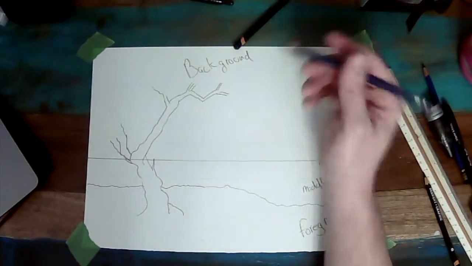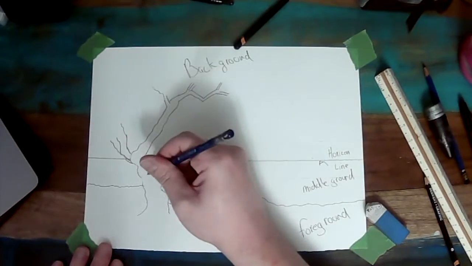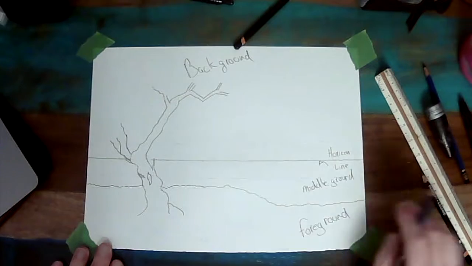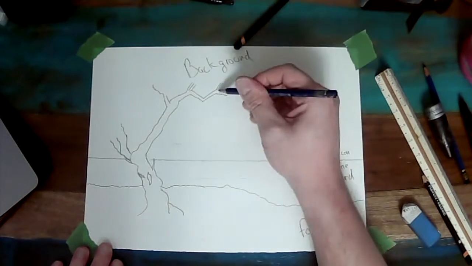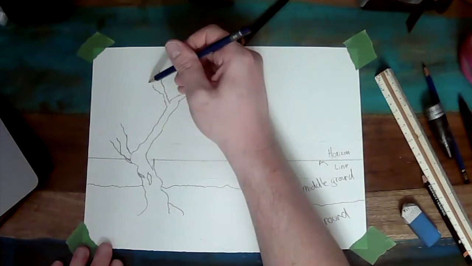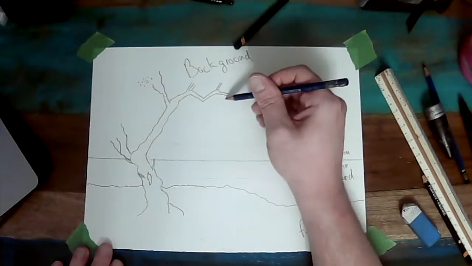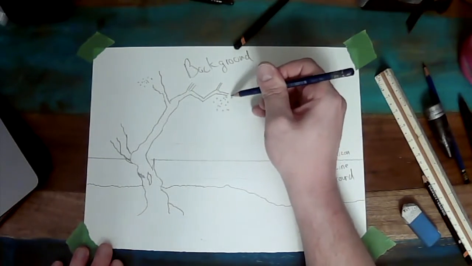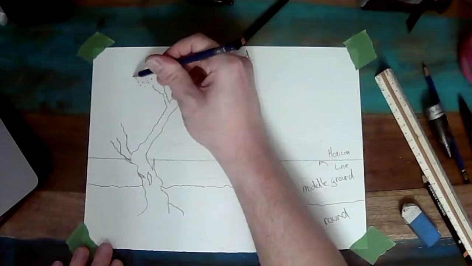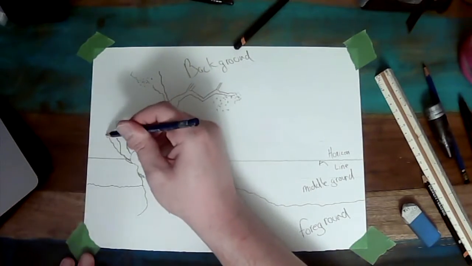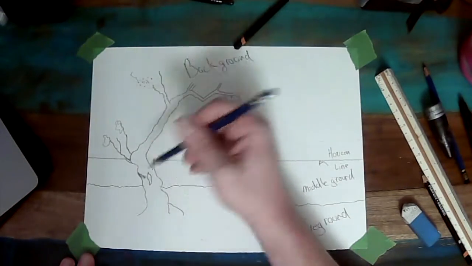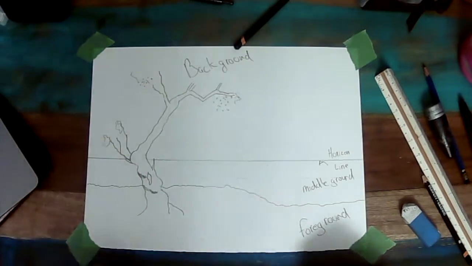I'm just going in, adding some branches, adding some details, put a little value shade in there, and then I'm adding some leaves in there as well, just by kind of making little pencil marks, and then I'm kind of just drawing a shape for the leaves that are coming off the branches there.